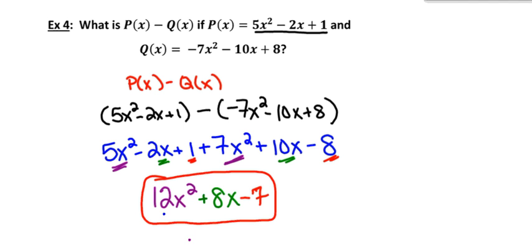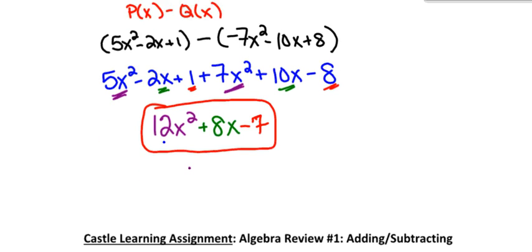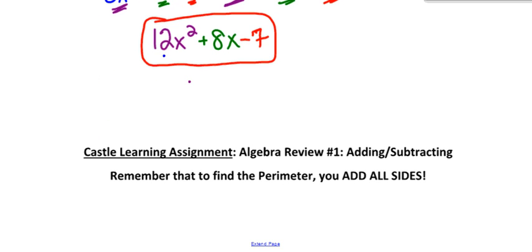So there's a nice short little video for you on review with adding and subtracting polynomials. You've got some practice to do in Castle Learning. It's called Algebra Review Number 1, Adding and Subtracting. And I think, if my memory serves me correctly, there is a question in there that asks you to find the perimeter of a triangle. And I'm going to remind you that when you find the perimeter of a triangle, or of any polygon for that matter, you find it by adding the lengths of all the sides. So that might be helpful to you when you go do your Castle Learning.